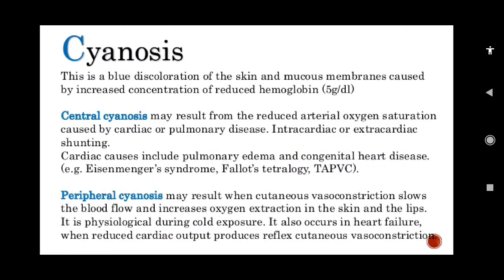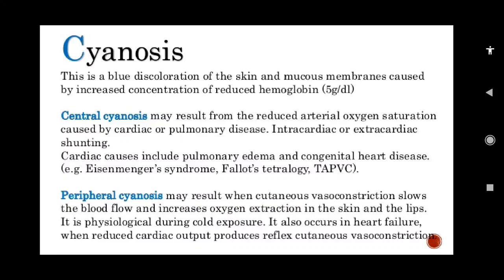And cyanosis is a blue discoloration of skin and mucous membrane caused by an increased concentration of reduced hemoglobin. Central cyanosis may result from reduced arterial oxygen saturation caused by cardiac or pulmonary disease, or intracardiac or extracardiac shunting. The cardiac causes include pulmonary edema and congenital heart disease. All these names, don't worry, will come to you in general medicine. So the cardiac causes are pulmonary edema and congenital heart disease.